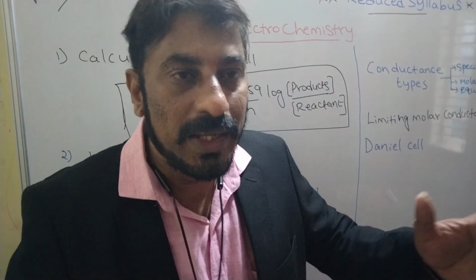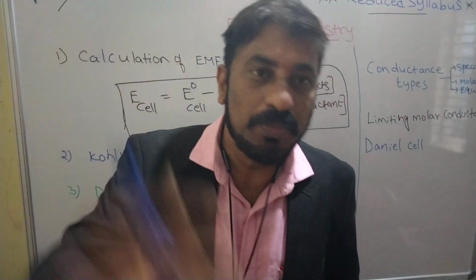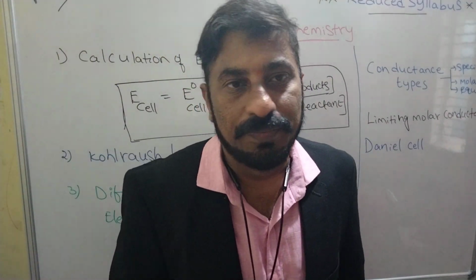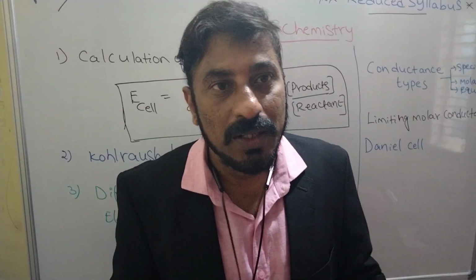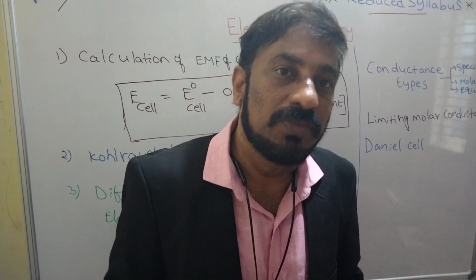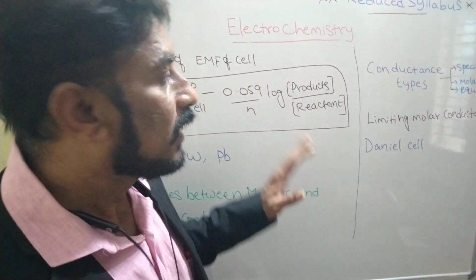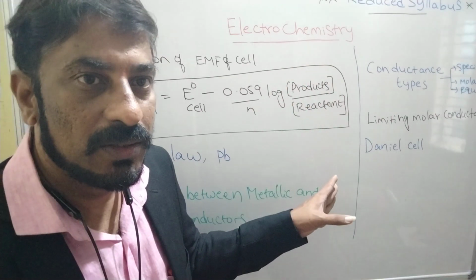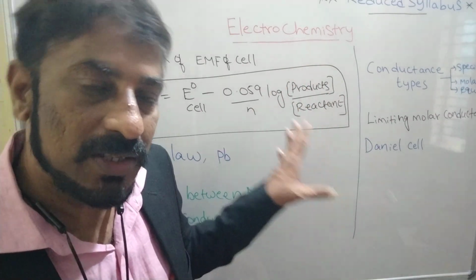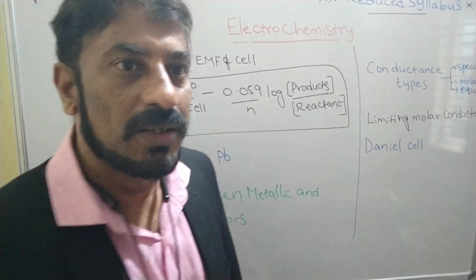Overall in electrochemistry, according to the reduced syllabus, maximum 50% of the syllabus is reduced. Previously it was a big chapter, so students felt it was very difficult. Now it is very easy, so practice, and since we have very few questions, you will easily get 5 marks from this lesson. Just practice this.